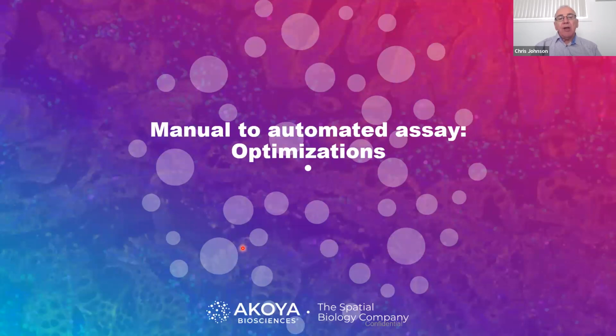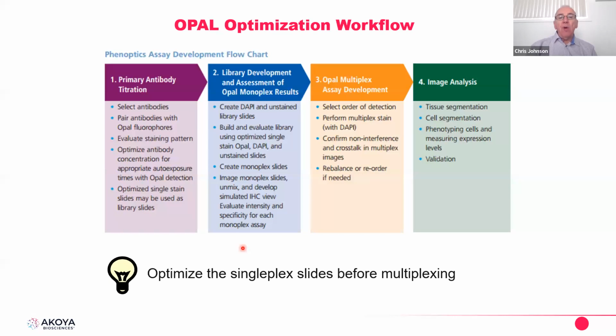Okay, so now let's turn our attention a little bit to some of the things that you may need to look at if you're carrying out your Opal in the lab, and what we need to optimize, keeping in mind that it is largely an immunohistochemistry technique. Now, in the Opal optimization workflow, we need to look at a number of different stages. The first part is to formulate our best primary antibody titration. So in that, we need to select the antibodies we're going to use. We would try to pair them with the Opal fluorophores. We'll talk a little bit about that later.